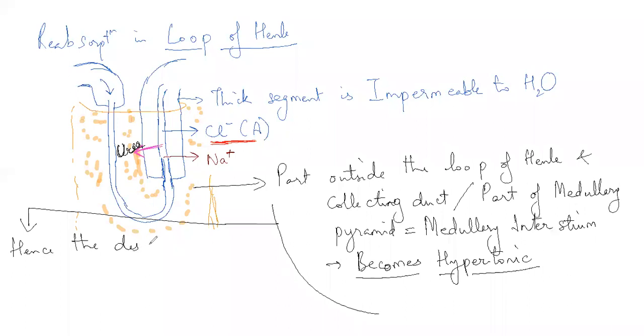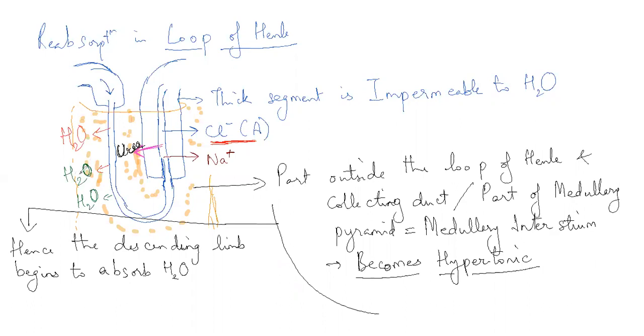The descending limb begins to absorb water. This is basically by simple diffusion. Descending limb में और ऐसा कुछ नहीं हो रहा होता. अगर बाहर कंसंट्रेटेड सॉल्यूशन है, कंसंट्रेटेड एनवायरनमेंट है, तो यहां से वाटर अपने आप निकल जाएगा. It wants to absorb water and it goes into the interstitium.